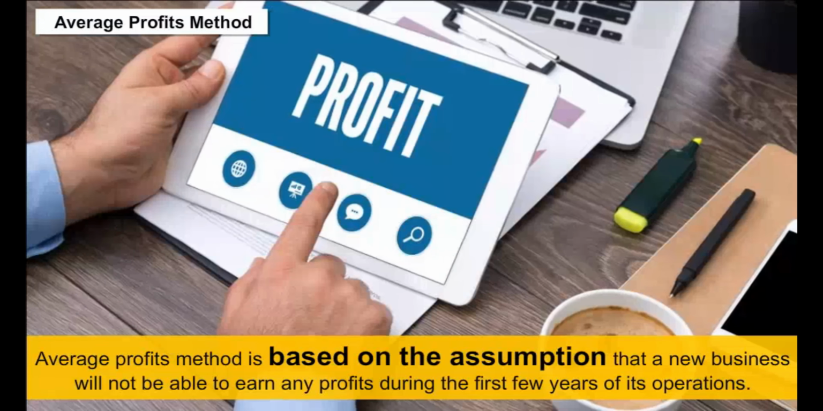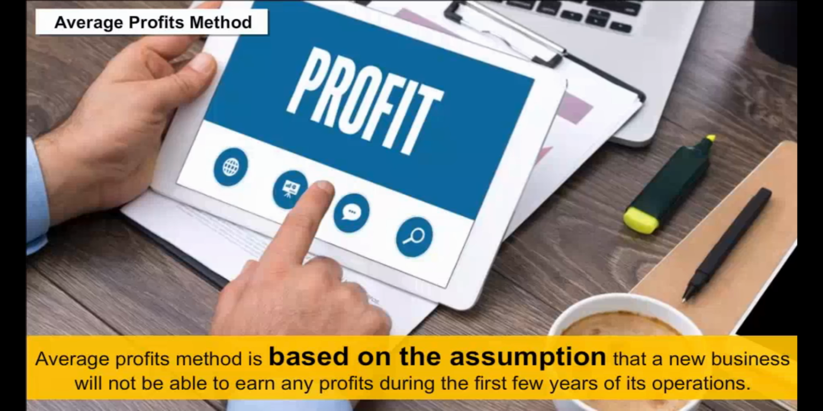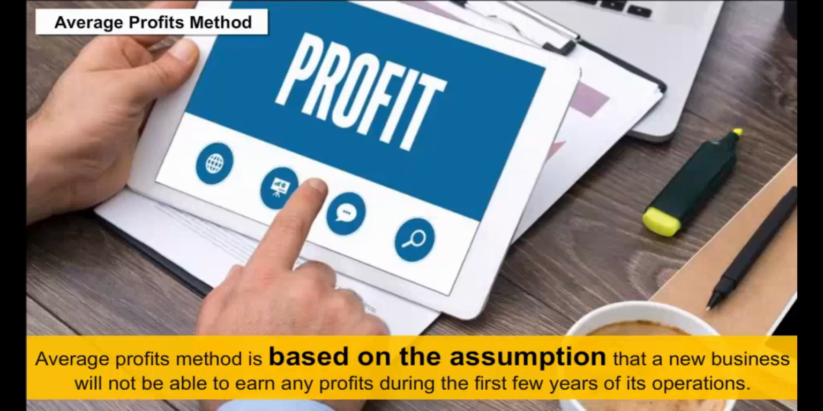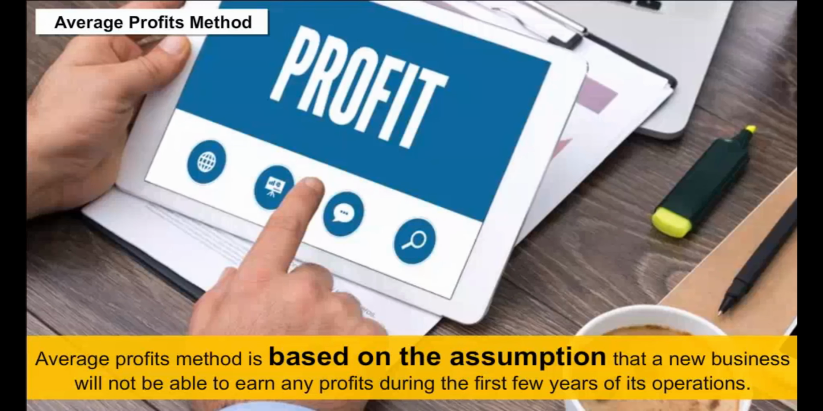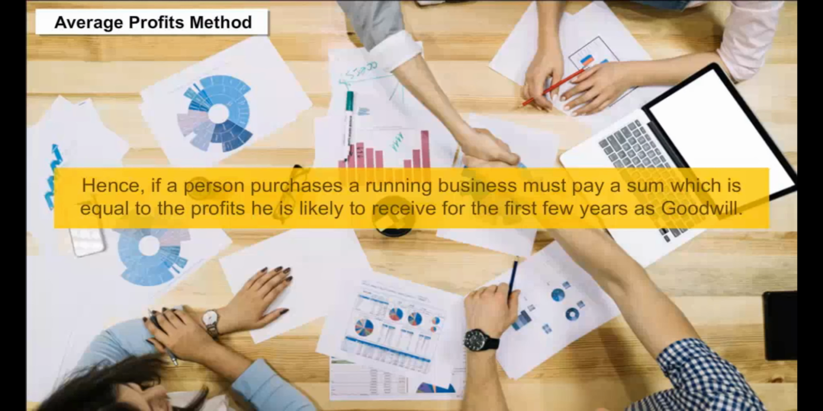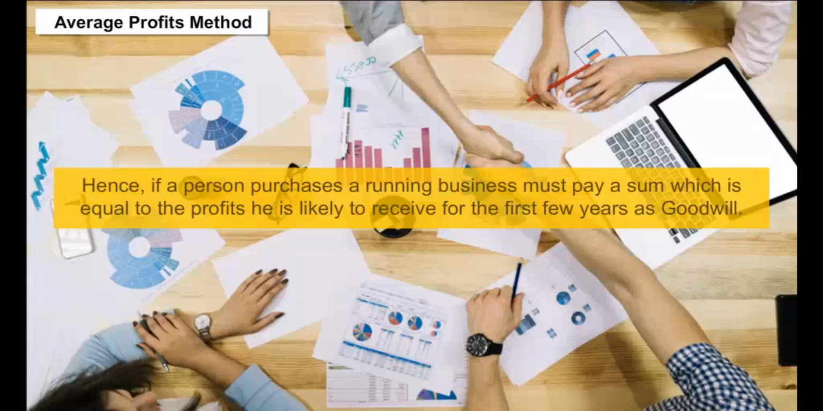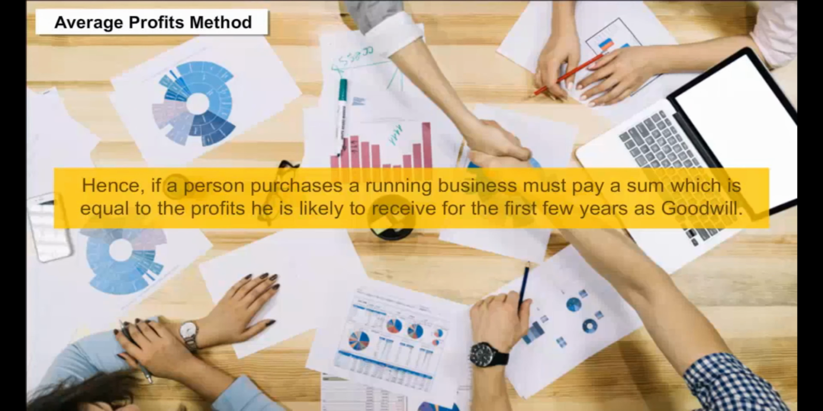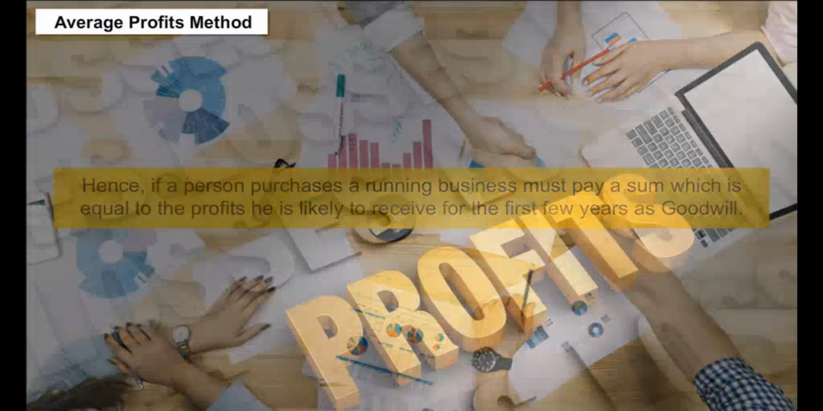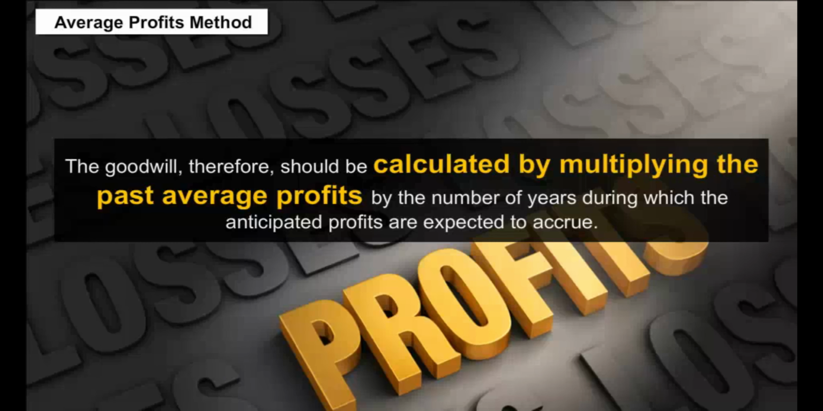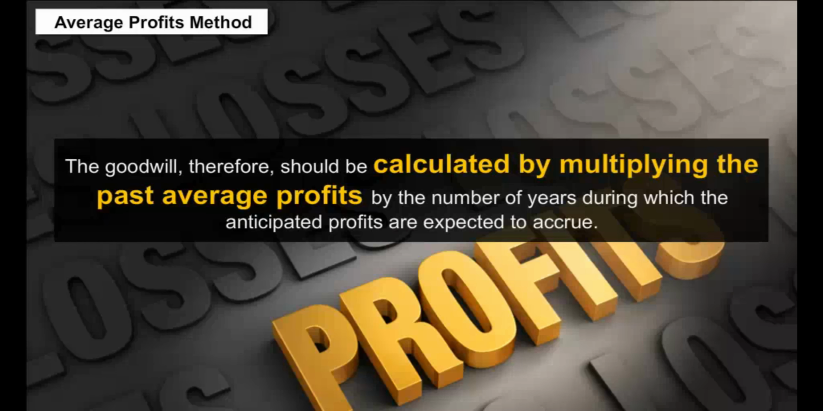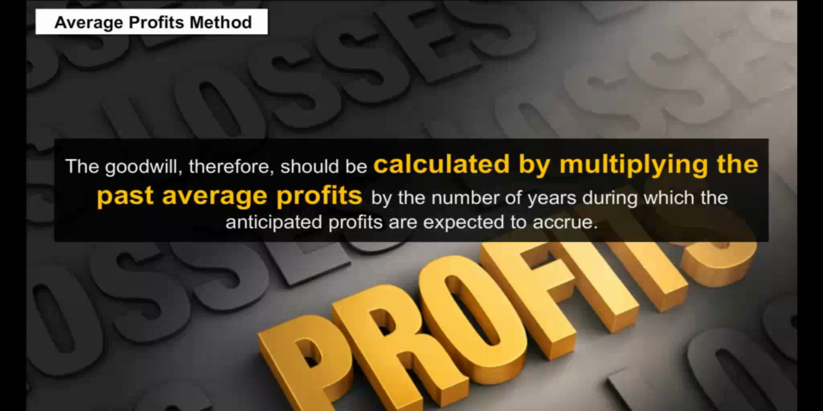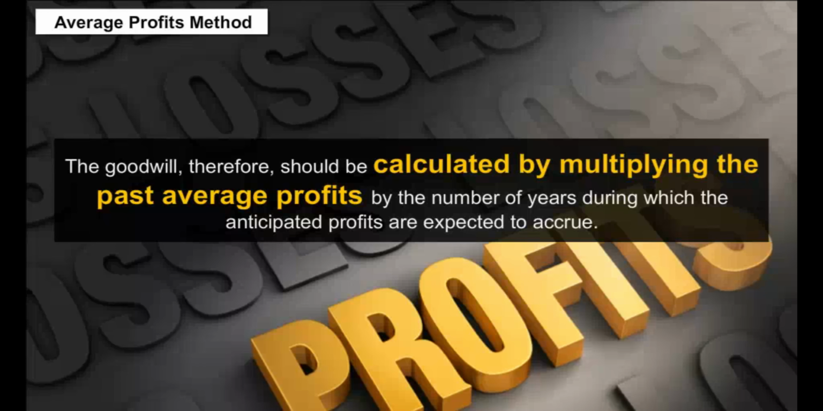Average profits method. It is based on the assumption that a new business will not be able to earn any profits during the first few years of its operations. Hence, if a person purchases a running business, he must pay a sum which is equal to the profits he is likely to receive for the first few years as goodwill. The goodwill, therefore, should be calculated by multiplying the past average profits by the number of years during which the anticipated profits are expected to accrue.